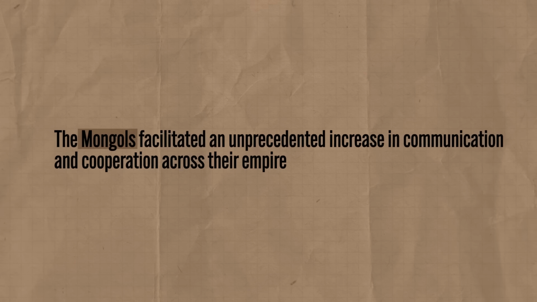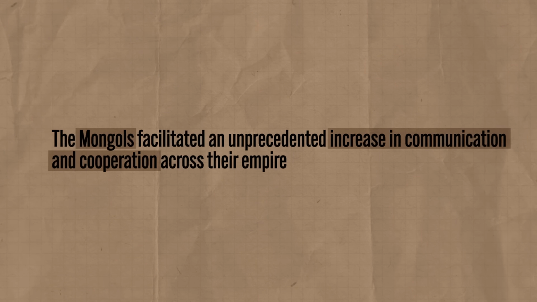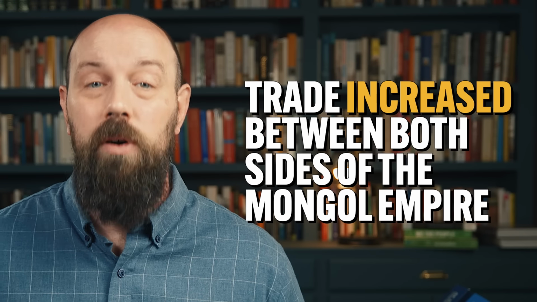For example, Mongols paid high prices for goods from other countries, which encouraged trade, and they took pains to increase the safety of merchants making the long treks across those trading routes. And because of this, the Mongols also facilitated an unprecedented increase in communication and cooperation across their empire. For example, Persian and Chinese courts often worked together and sent emissaries and artisans to each other. Because of these connections, trade increased between both sides of the Mongol Empire, and they both got plenty wealthy as a result. And this big interconnected hugfest was made possible because of Mongol rule, and that's why they call it the Pax Mongolica, or the Peace of the Mongols.